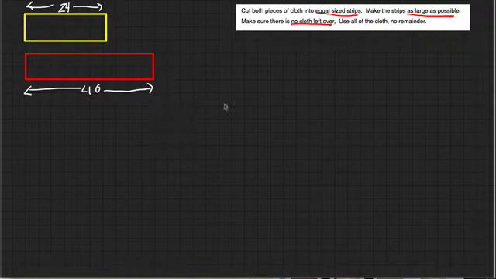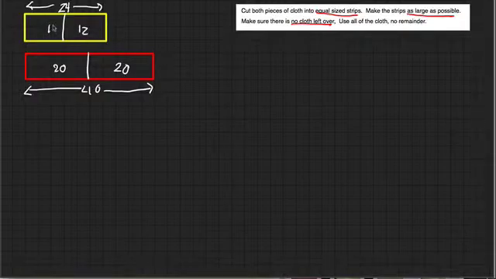Okay. So immediately you might think, well, I can just start cutting these up. I might cut them both in half, for example. Right? They can both be divided by 2, but the problem is that would give you pieces of cloth that are 20 inches and 20 inches, and this one would be 12 inches and 12 inches. And that doesn't fit the rules, right? They need to be equal size strips. So immediately you should be thinking, well, I'm trying to divide these up into the same size pieces.